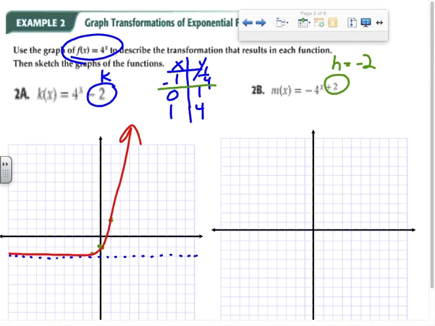Also, notice the negative out in front. Remember what that's doing to our graph. It's flipping it upside down. Make sure that you realize it's not flipping it sideways. My A is negative, not my B. Okay? So, I start with these points again.